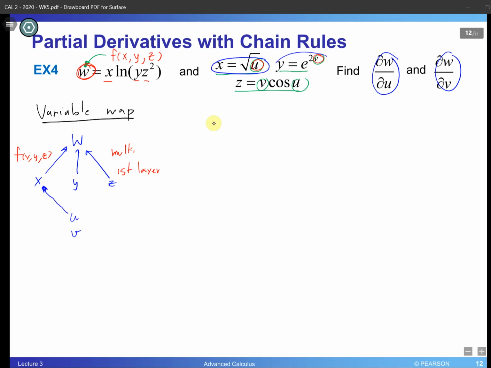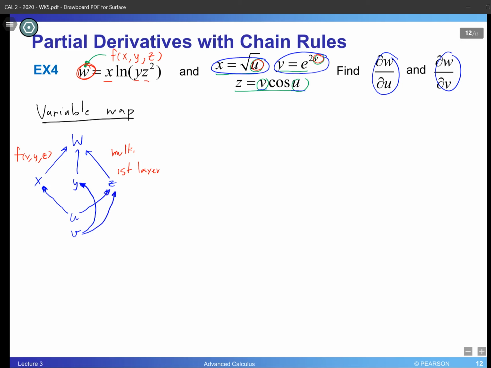Alright. Now let's take a look at y. Y has 1 input, which is v. So this v right here is the input for this y. Not u, u doesn't have a part right here. So just v for this case. And in the end, z has 2 inputs, v and u. It's going to be u right here and v right here.